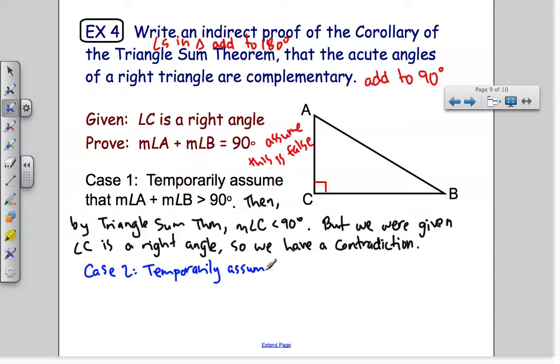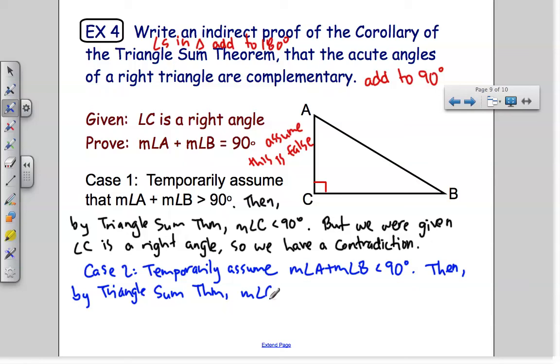We're going to say, once again, I think you were wrong. I think A plus B maybe doesn't equal 90. Maybe measure of angle A plus measure of angle B, instead of being greater than 90, maybe it's less than 90 degrees. But once again, if you think about it, if A plus B is less than 90, I know the angles in a triangle add up to 180, right? By the triangle sum theorem.